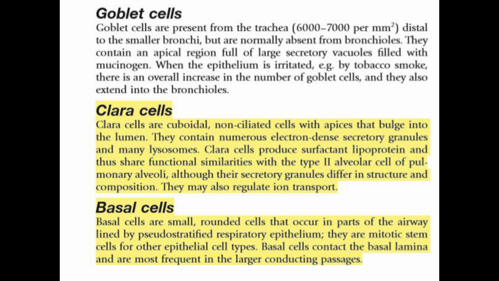The goblet cells. The goblet cells are usually present in the trachea and the distal and smaller bronchi, but they're completely absent in the bronchioles. They consist of large secretory vacuoles which release mucinogen, and the pathology here includes smoking. The deposition of tar in the trachea increases the secretion of the goblet cells because they need to drive this foreign object away. And this leads to the extension of the presence of the goblet cells into the bronchioles, which is a pathology.